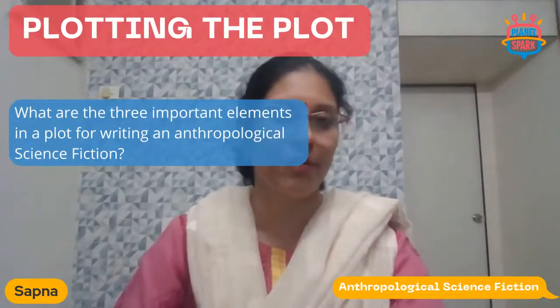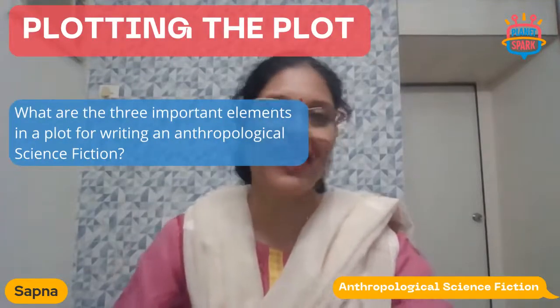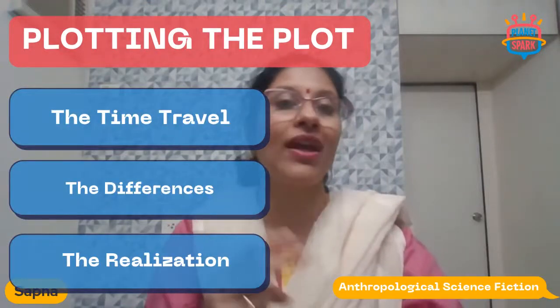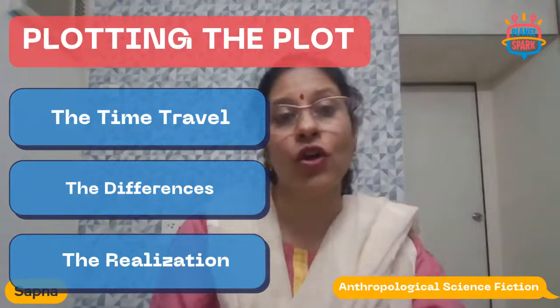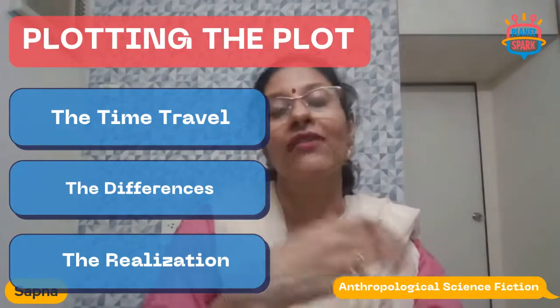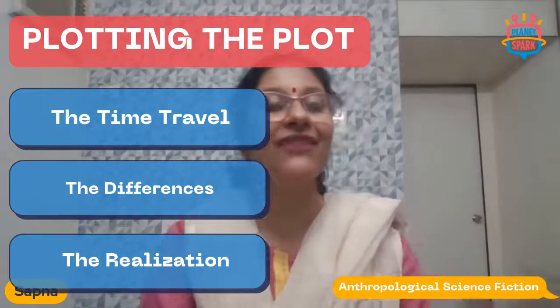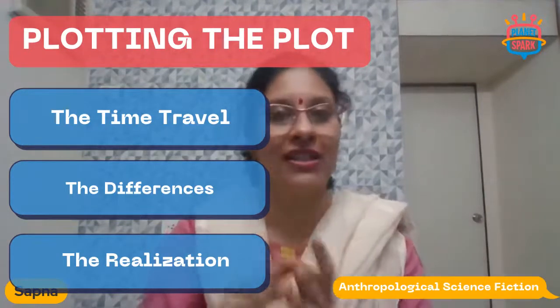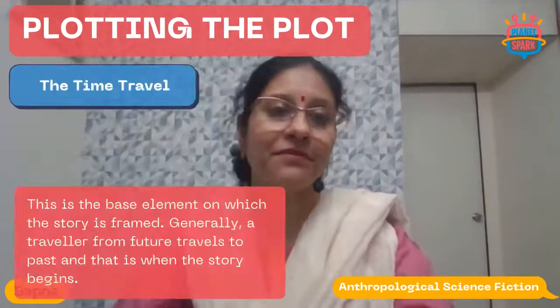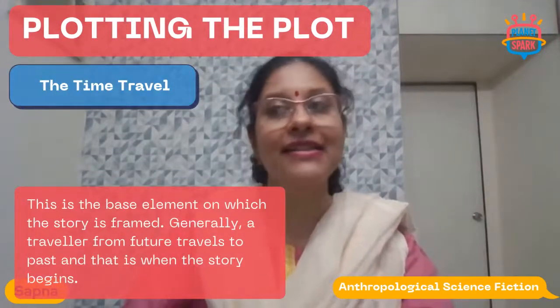So, specifically for today, while writing an anthropological science fiction, you definitely want to have 3 elements here in your plot. And all of these 3 elements, let me tell you, they are: one is the time travel, and then we have the differences, and of course the third one that we have here is the realization, right? So now let me delve deeper into this and give you an understanding of what each of these elements means, right? So the first element that we have here is the time travel.